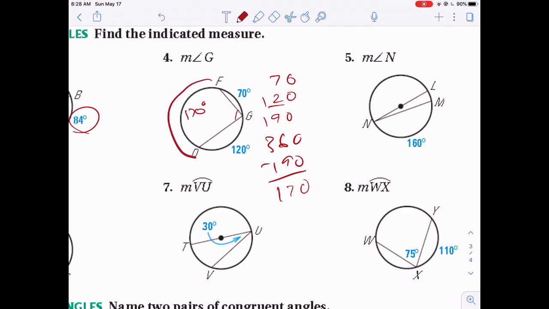Well, I didn't find my answer yet. I've got to find angle G in here. So I've got to translate that down, cut it in half. Half of 170 is going to be 85 degrees for angle G.